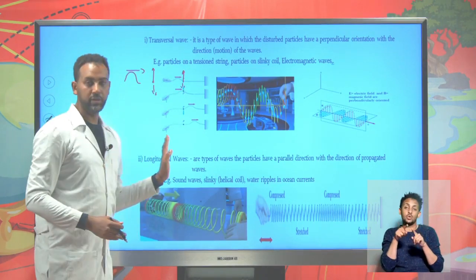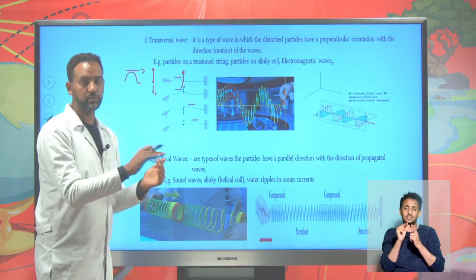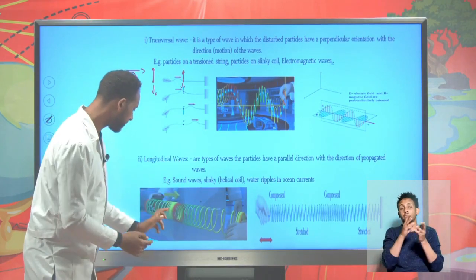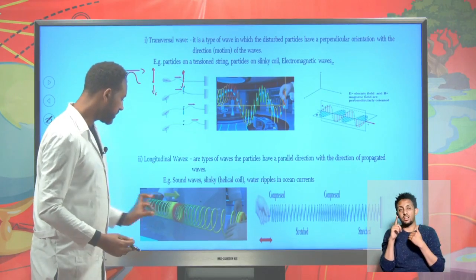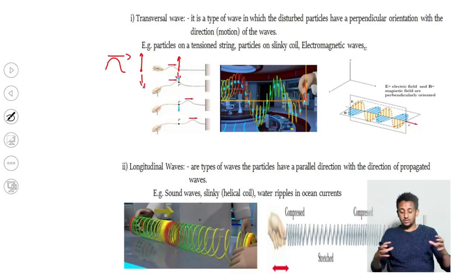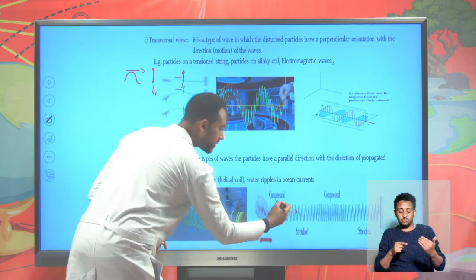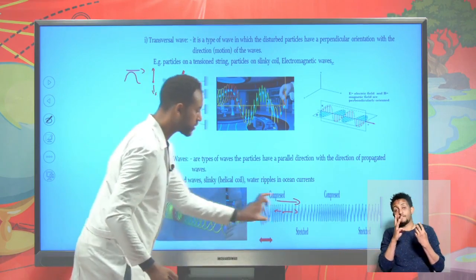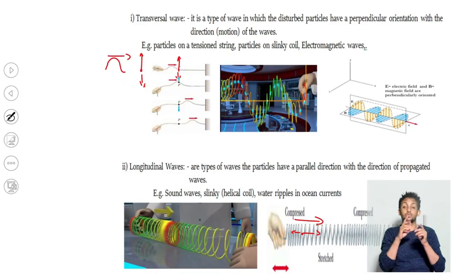Whereas longitudinal waves are waves in which the particle motion is parallel to the direction of the wave. For example, here you have a helical coil. As this coil is moving like this, it's possible to have compression and rarefaction, and the particles tend to move like this, here and there. The wave is moving like this. So the wave and the particle have a parallel orientation. Such a wave is known as a longitudinal wave.